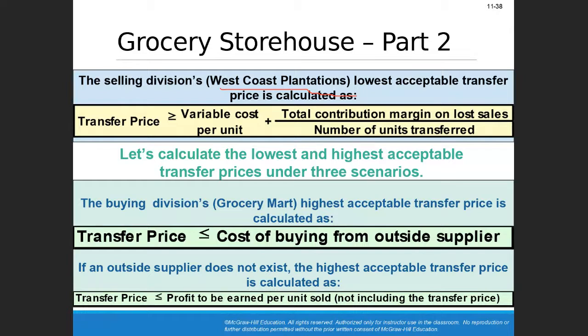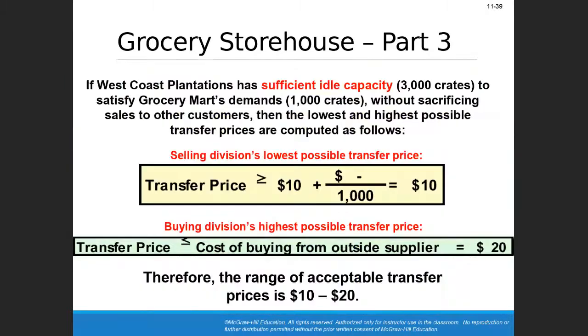So we know there's some stuff we can look at. Also, if you don't have an outside supplier, so if your only choice is your other division, you're not going to pay any more than your profit would be, minus the transfer price. So you're not going to pay any more than what you would make beyond those things.